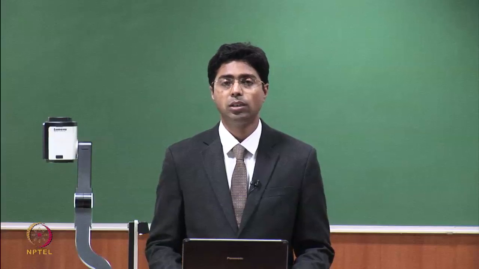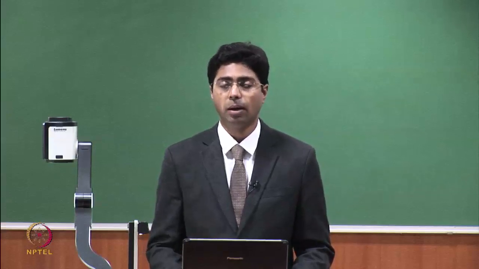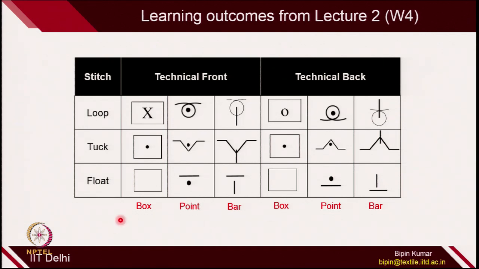So, in today's class we are going to learn how you represent a particular fabric design with these symbols, and we will selectively cover all the 3 methods: the box method, point method and bar method to represent the fabric design.